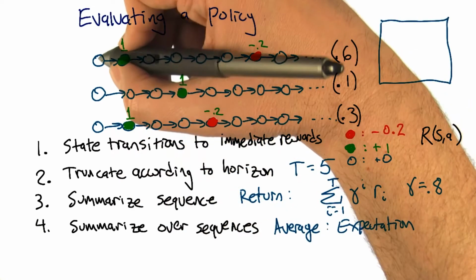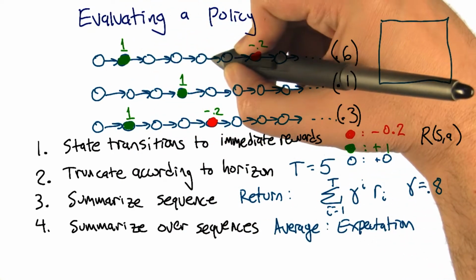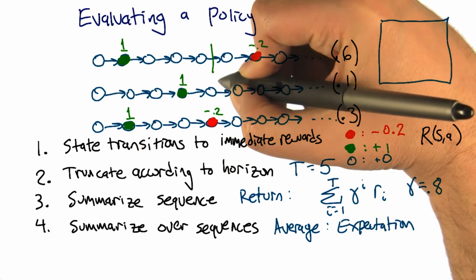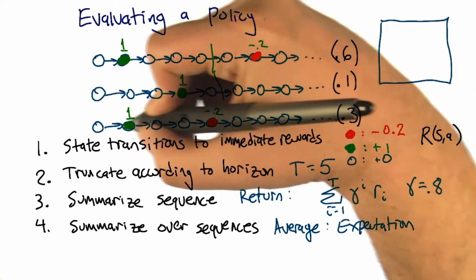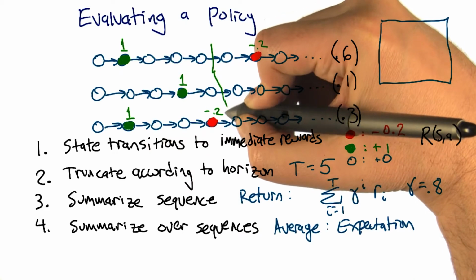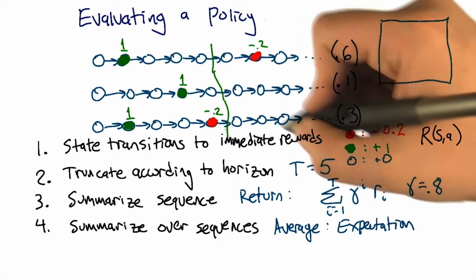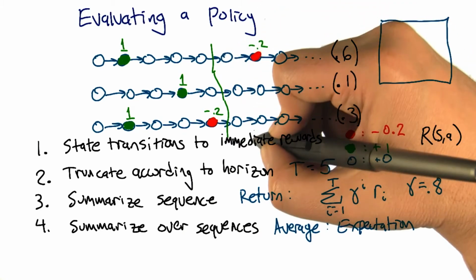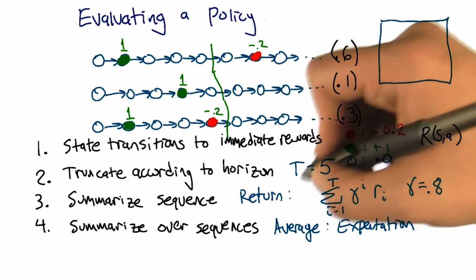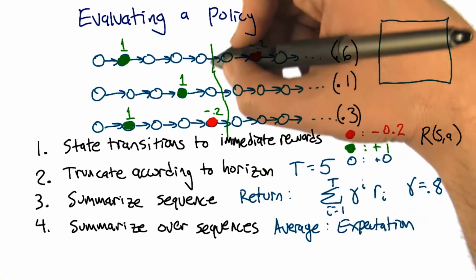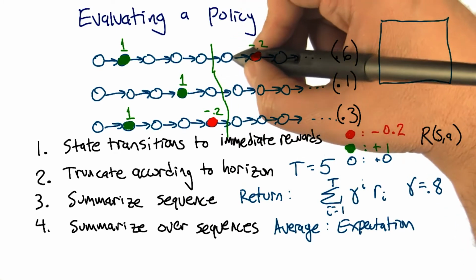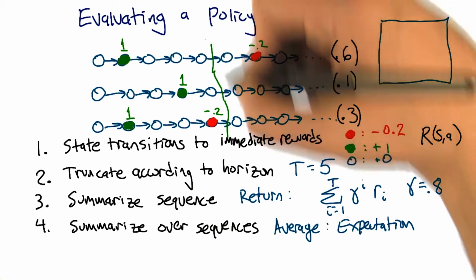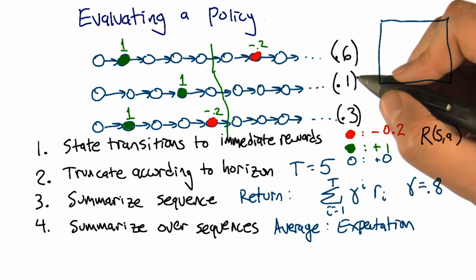Truncate according to horizon. So 1, 2, 3, 4, 5, cut. 1, 2, 3, 4, 5, cut. 1, 2, 3, 4, 5, cut. Now, I was a little bit sloppy with how I defined the 5. It could be that you actually put it one step deeper, but I was careful to pick a horizon length so that it wouldn't matter which way you interpreted it. This would just add zeros to it. It wouldn't change anything. Anyway, here we are cutting it at 5. Okay. Very smart, Michael. All right, cool.